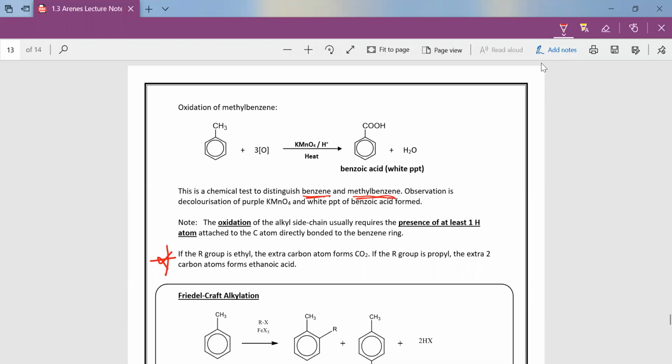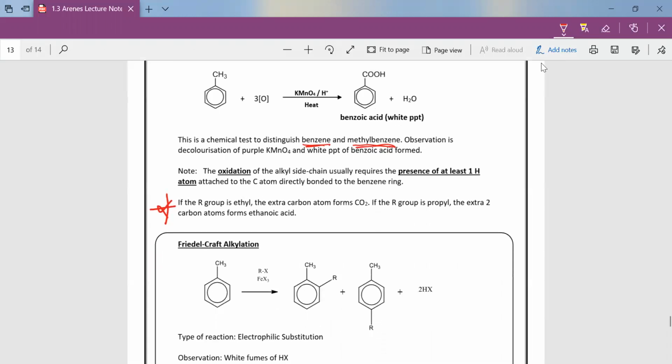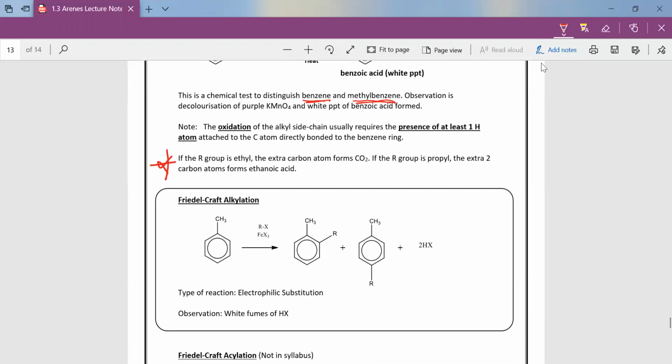All right, so please take note that you require at least one hydrogen attached to the carbon directly bonded to the ring. All right. Just for your information, if the R group has 2 carbons, the extra carbon that was cleaved off will form carbon dioxide. And if the R group has 3 carbons, the 2 extra carbons will form ethanoic acid.